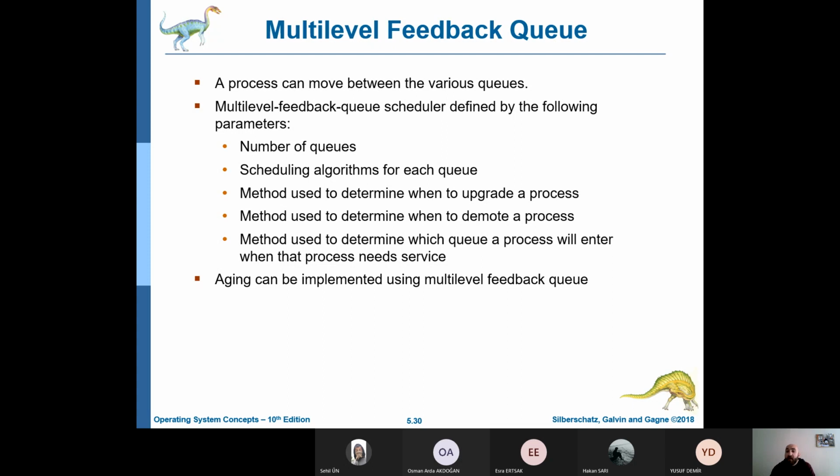In general, a multi-level feedback queue scheduler is defined by these parameters: the number of queues, the scheduling algorithm for each queue, the method used to determine when to upgrade a process to a higher priority queue, the method used to determine when to demote a process to a lower priority queue, and the last one, the method used to determine which queue a process will enter when that process needs service.